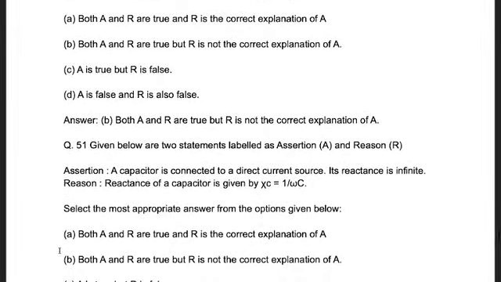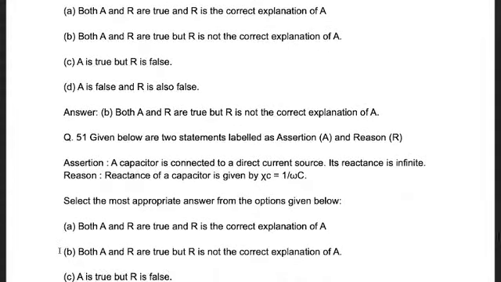Question number 51. Given below are the two statements labeled as assertion A and reason R. Assertion: a capacitor is connected to a direct current source. Its reactance is infinite. Reason: reactance of the capacitor is given by Xc equal to 1 by omega C. Select the appropriate answers from the options given below.